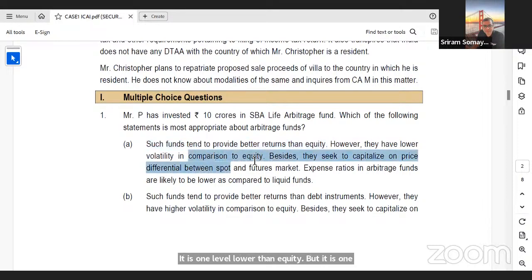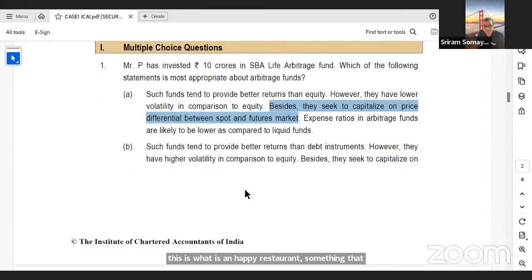However, they have lower volatility in comparison to equity. There itself, we should strike, how can something provide better return and have lower risk? That is impossible, right? If risk increases, return increases, or if return increases, risk increases. So it is very clear that point number 1 is incorrect. But in point number 1, this other point is right. Which is what? Besides, they seek to capitalize on price differential between futures and spot market. Even if you don't remember what an arbitrage fund is, if you see this line, it should strike you that this is what an arbitrage fund is, something that focuses on price differential between spot and futures market.